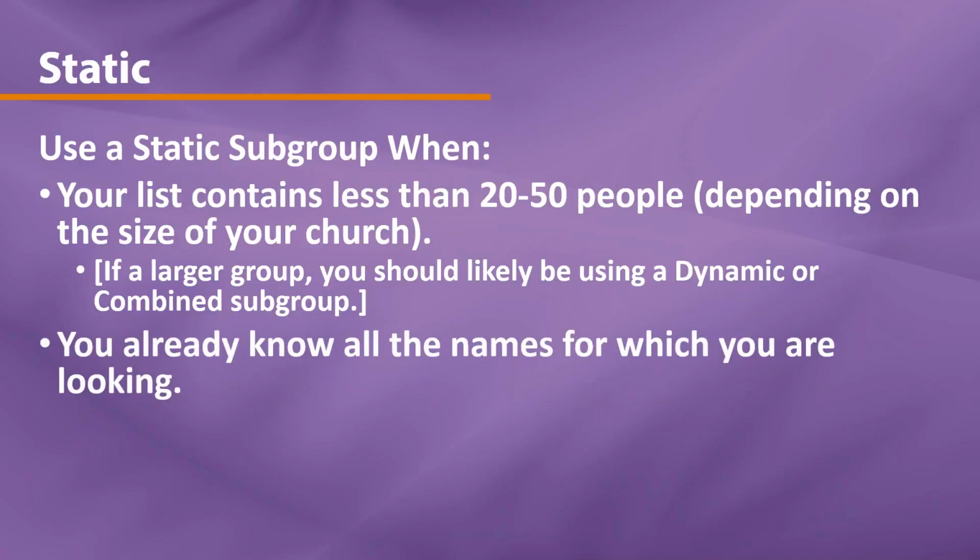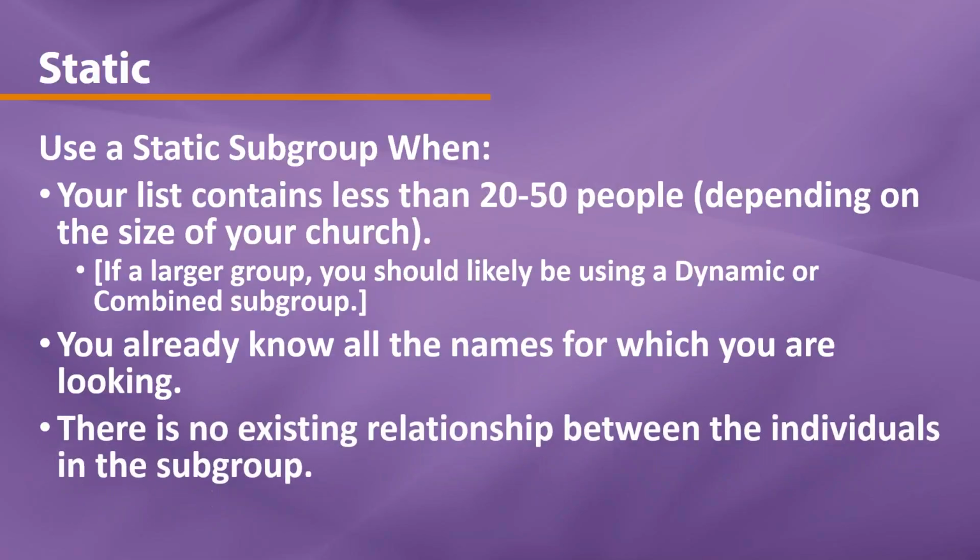Okay, use a static subgroup when you already know all the names for which you are looking, and there is no existing relationship between the individuals in the subgroup. So in a situation like this, if you know that there's a connection, you'll just create a dynamic subgroup. If you don't know if there's a connection, then you'll create a static subgroup. Or you might want to give us a call and we can see if we can help you out and maybe save you a little bit of time there.